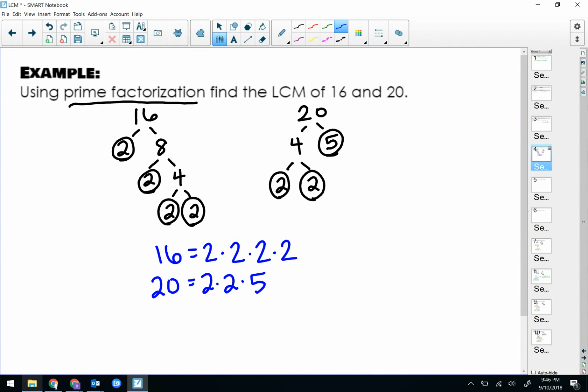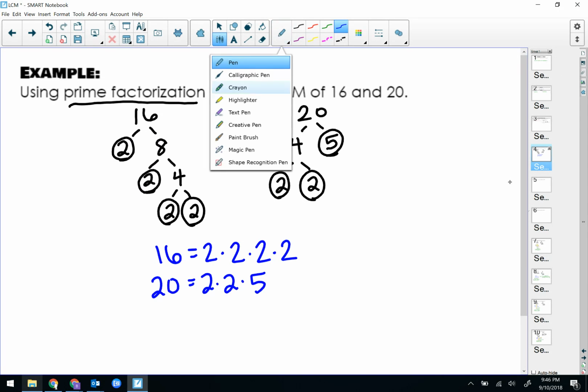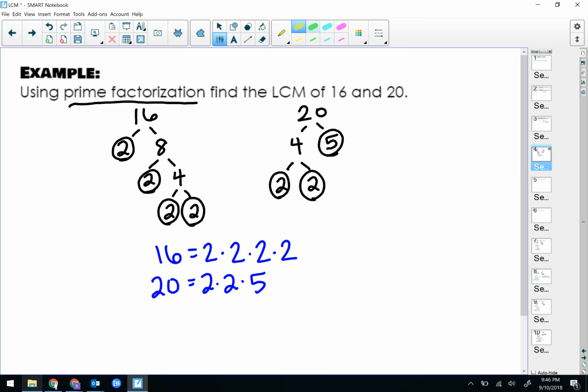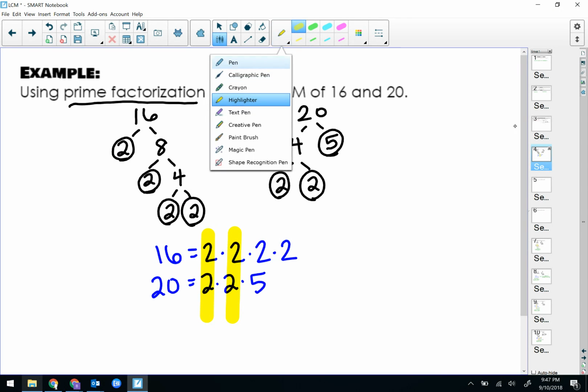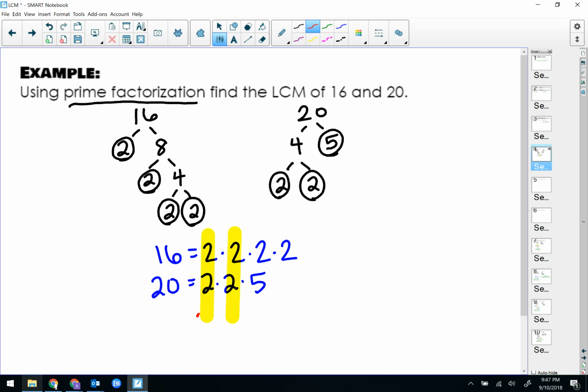So nothing has changed. The good news is it is still nothing has changed. So the next step is actually to find the GCF, believe it or not. This is where you're going to need your highlighter, and we're going to find the matches. In this case, we have a match of 2s and we have another match of 2s. And we're going to drop down those two numbers as part of finding our GCF.